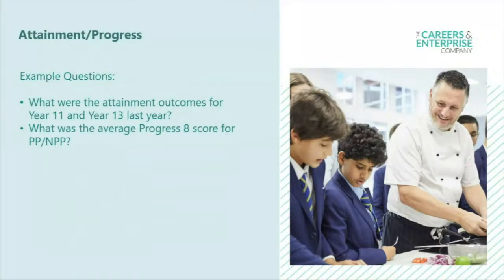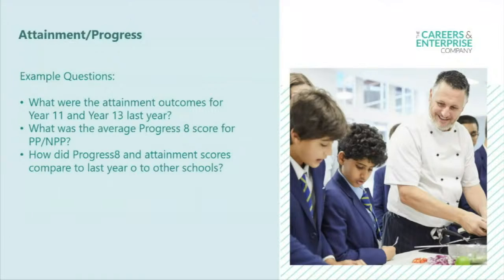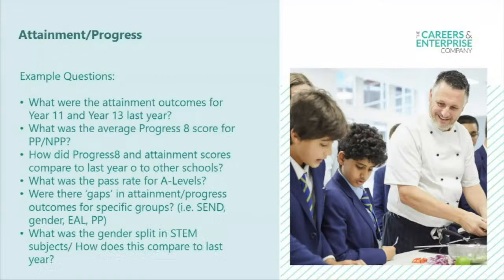Really thinking about pupil premium, non-pupil premium, around average Progress 8 score. How did it compare to other schools? What was the pass rate for A-levels again? Were there any gaps? This is really, really crucial. Also, what was the gender split in STEM subjects and how does that compare to last year? So you're looking for things in attainment that you could potentially influence and be part of the solution around, that you can add capacity for.